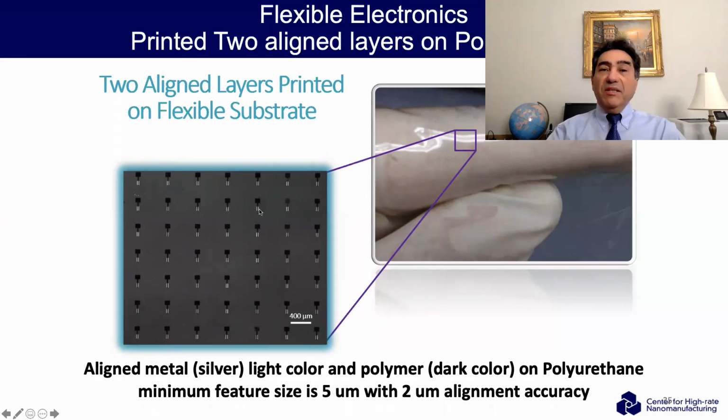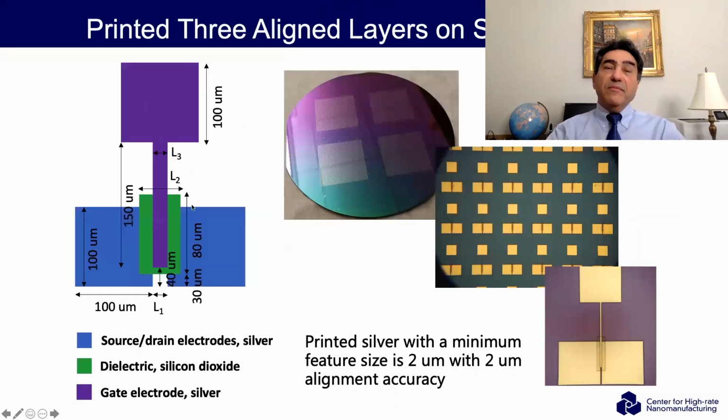And the alignment basically is the minimum feature size 5 micron and the alignment accuracy is 2 micron. So this is 2 online layers printed down to the micro scale. We've done the same thing on wafers. This is 3 layers on wafers. So this is the source and drain. This is the gate dielectric, and this is the gate.